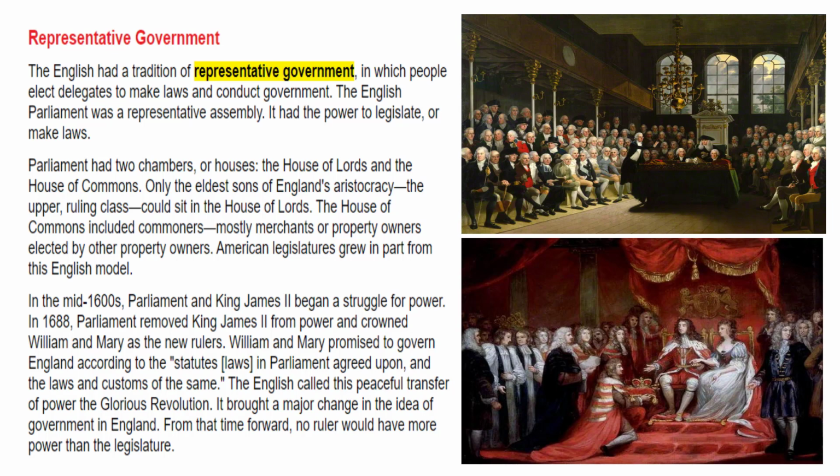Question 8. Why was the Glorious Revolution an important moment in the history of the world? It was an idea that said that no ruler should have more power than the legislature. So it sort of took the idea of a leader of a country or a government and said, you don't have more power than the people in the legislative branch, or the group of representatives that make laws. And that idea has stuck.